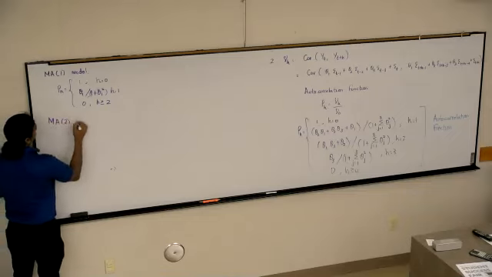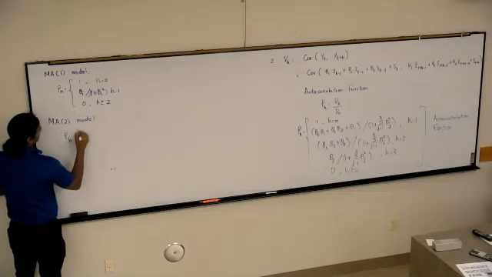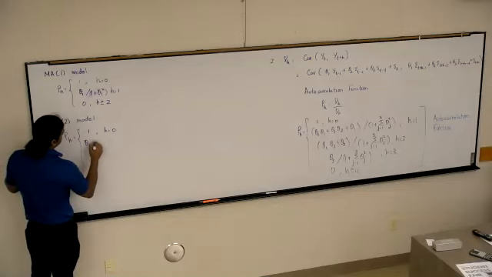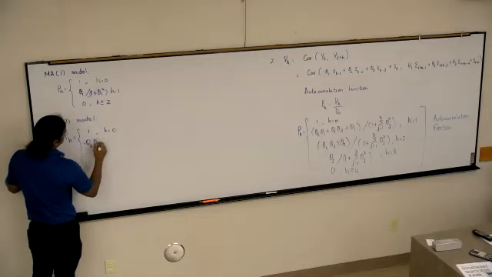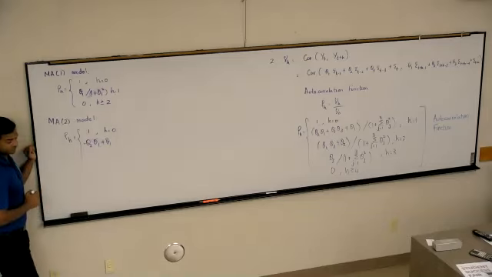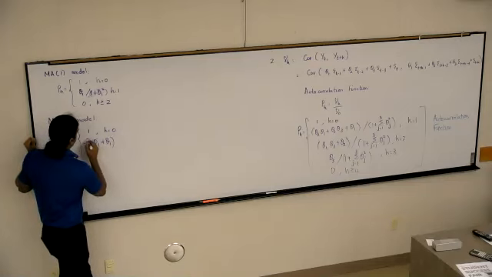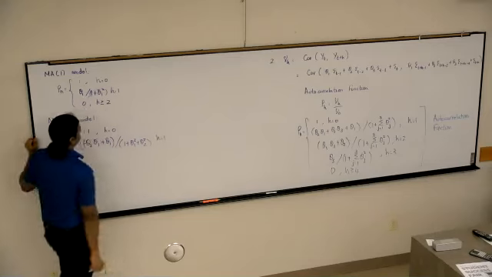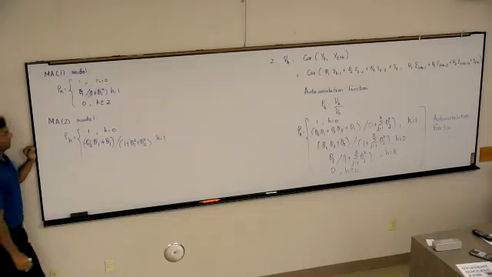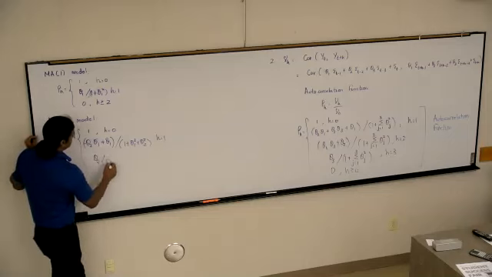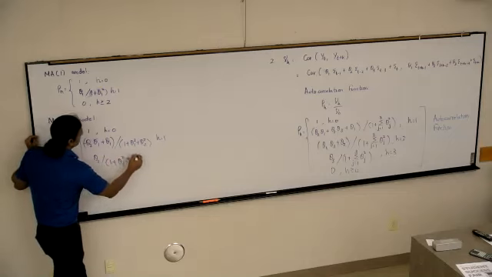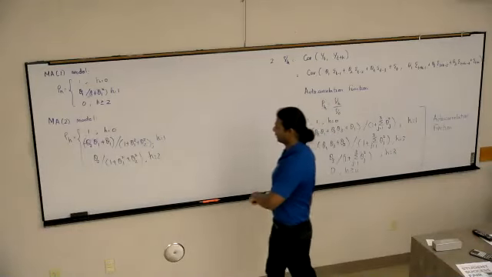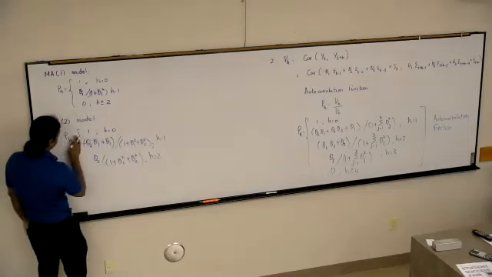For an MA(2) model, rho_h was 1 for h equal to 0. For h equal to 1, it was theta 1 plus theta 1 theta 2, divided by 1 plus theta 1 squared plus theta 2 squared. Correct. And the last case, it was theta 2 divided by 1 plus theta 1 squared plus theta 2 squared. That was for h equals 2. And what happens for anything greater than 2? 0.